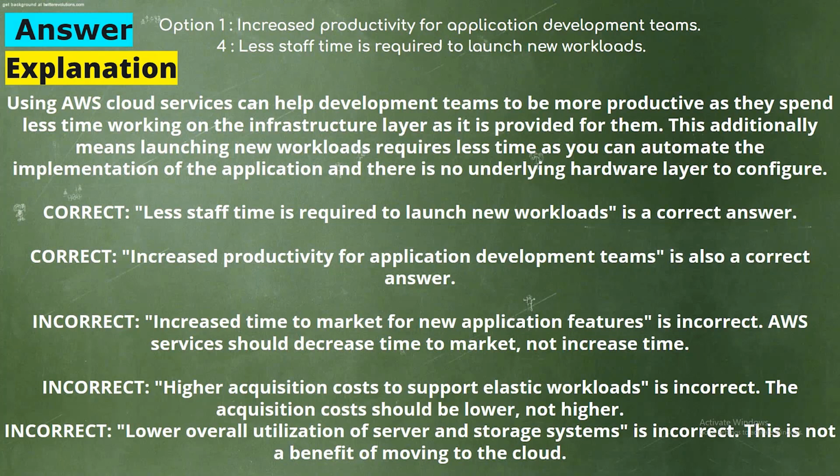Incorrect. Increased time to market for new application features is incorrect. AWS services should decrease time to market, not increase time. Incorrect. Higher acquisition costs to support elastic workloads is incorrect. The acquisition cost should be lower, not higher. Incorrect. Lower overall utilization of server and storage systems is incorrect. This is not a benefit of moving to the cloud.